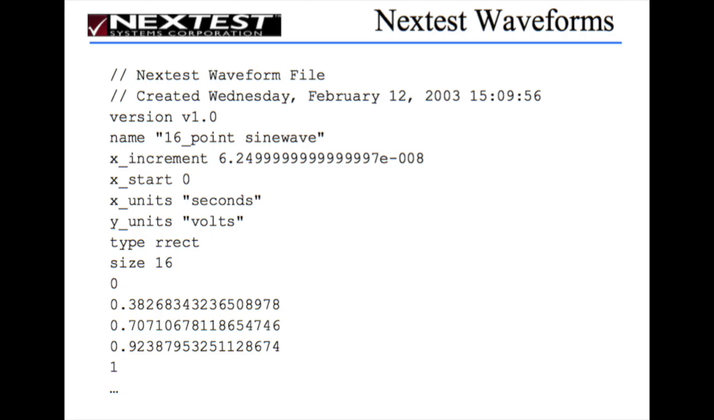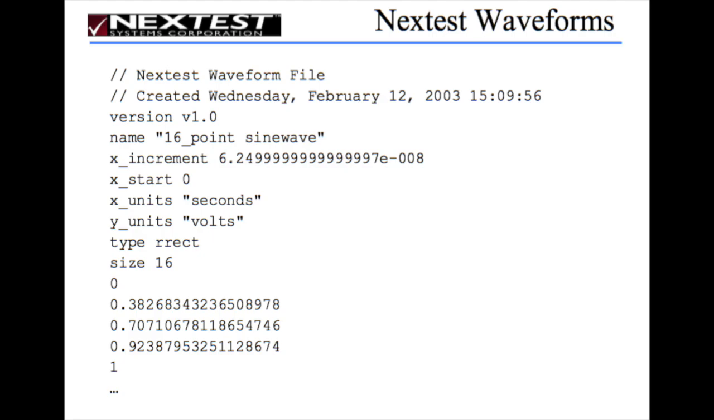And there goes 0. Let's see, have we seen these numbers? 0.383, 0.707, 1.06, and so on. 0.923. Yeah, we've seen these numbers before. So this was from our 16 sample sine wave. And it goes on and on to the very end.